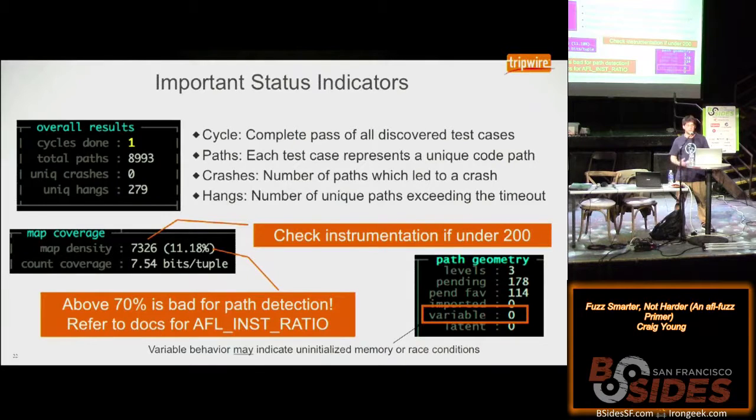Additionally, in that overall results box, you've got a count for the number of paths that have been discovered. So this is essentially saying how many interesting test cases we have found that exercise unique code paths. You've got counts for the number of crashes, which is self-explanatory, and hangs, which is less self-explanatory. This is not necessarily referring to infinite loops or anything like that, but just any test case where it's triggering a code path that exceeds the timeout that's been established by AFL or manually entered with the -t flag.